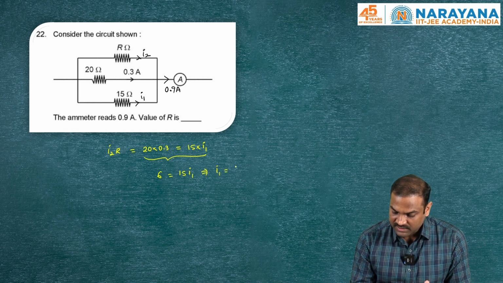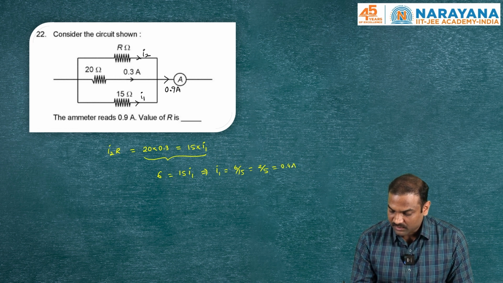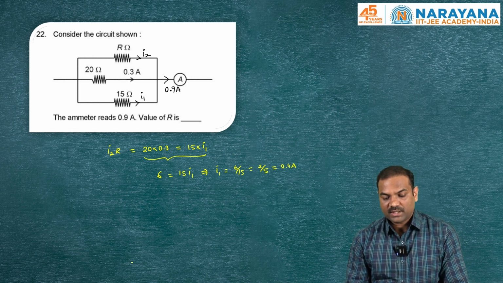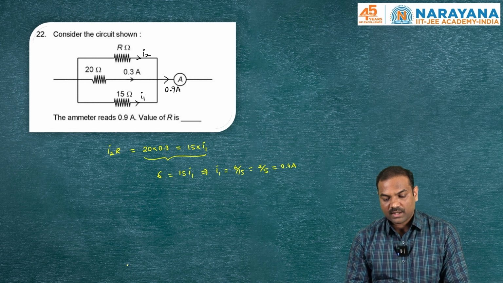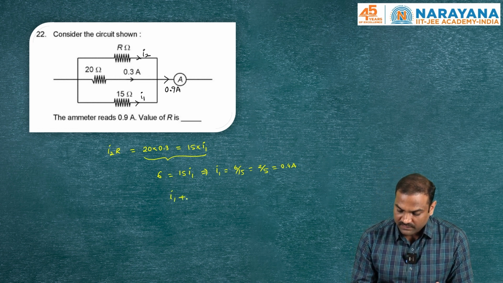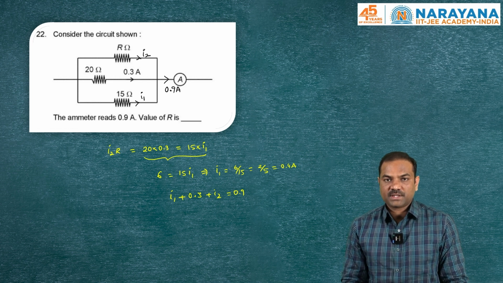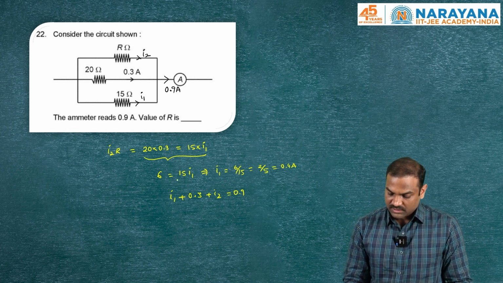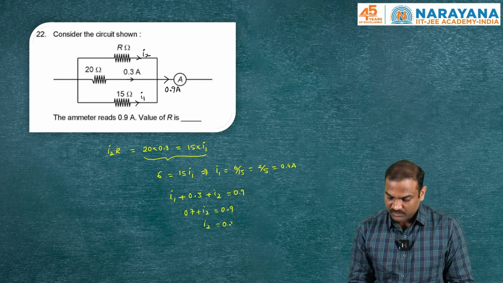So I1 is 6 by 15, which is 2 by 5, and that is 0.4 ampere. Already we know 0.3 ampere in one branch, and we require I2. So I1 plus 0.3 plus I2 should be equal to 0.9, because the current flowing into a junction is equal to the current coming out of the junction. I1 is 0.4, so 0.7 plus I2 is equal to 0.9. Then I2 is 0.2 amperes.